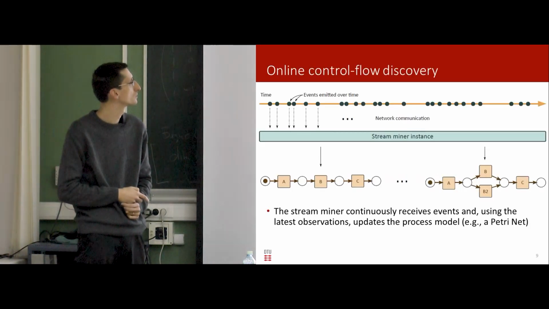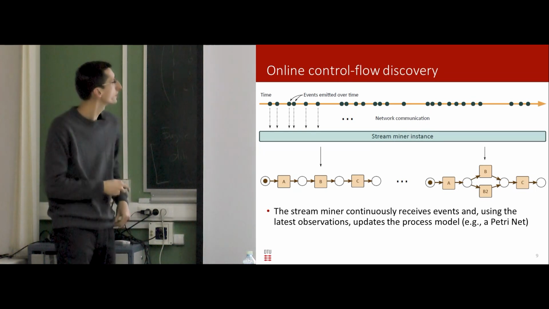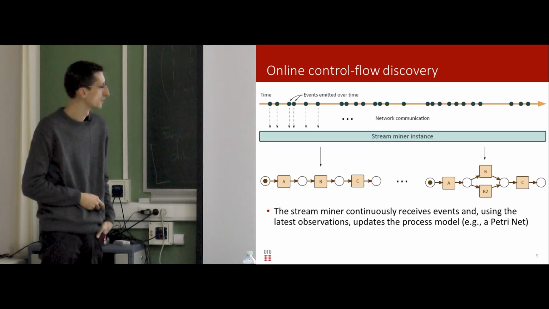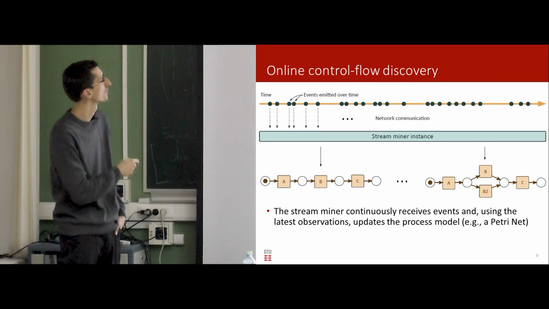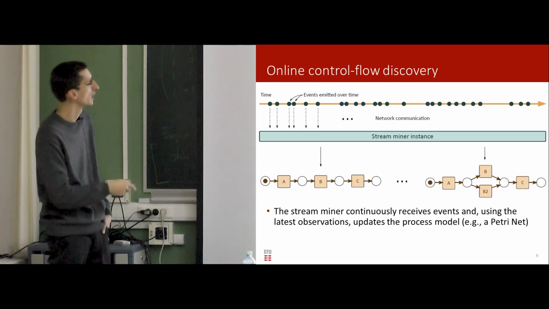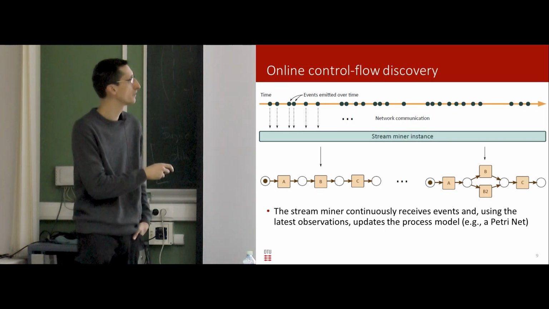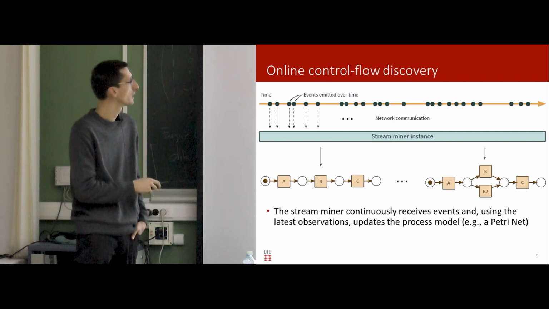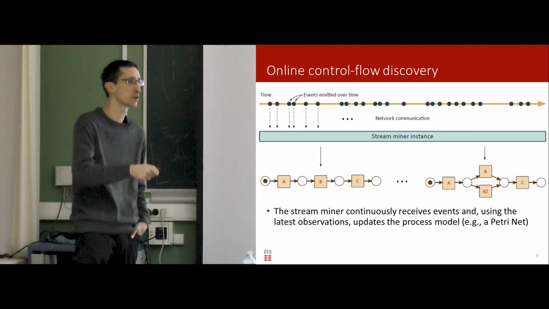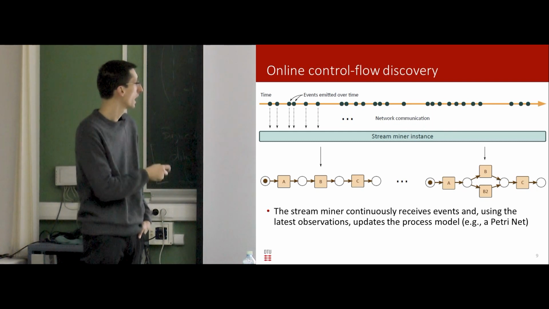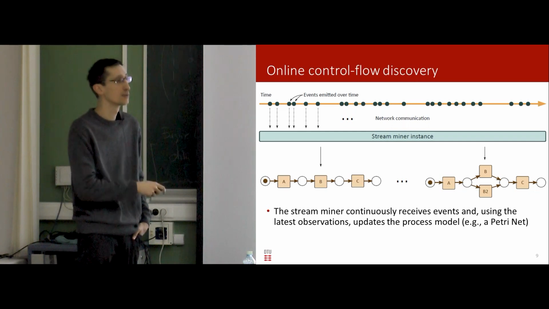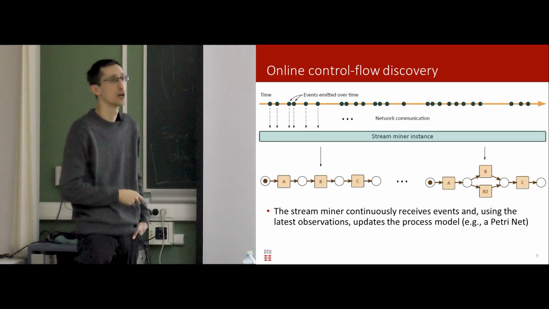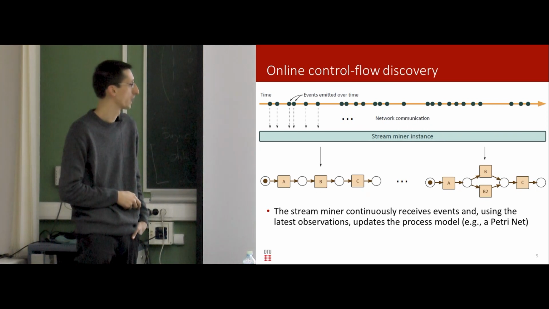So, online control flow discovery. The setting of the problem is that we have our event stream represented here as this orange line with a lot of events that are emitted over time. Then at a certain point in time we decide to turn on our control flow discovery miner, and we get some result. And the idea is that our stream miner instance should keep this model updated with respect to the events that are coming in our channel.